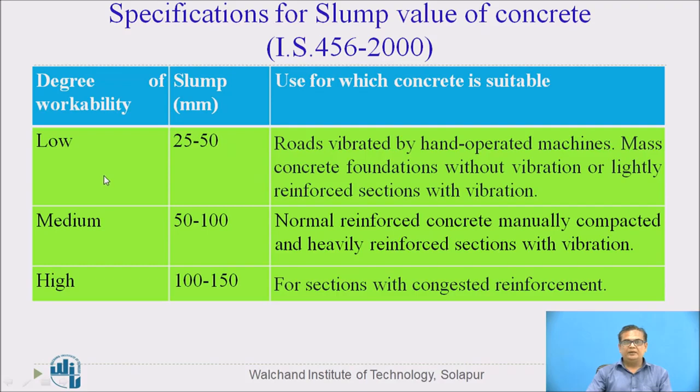Then medium degree of workability. When slump value ranges between 50 to 100 mm, it comes under medium workability range. And this particular concrete is used normally for all important types of works. Then high workable concrete. When will it be called high workable? When slump is between 100 to 150 mm, and it is used when sections with congested reinforcements are there.